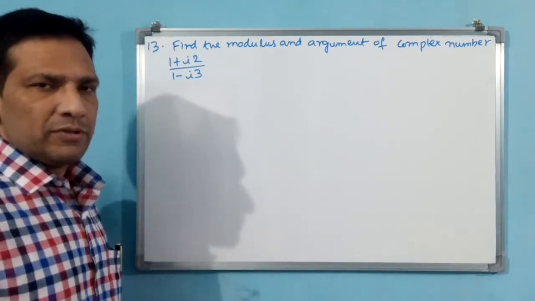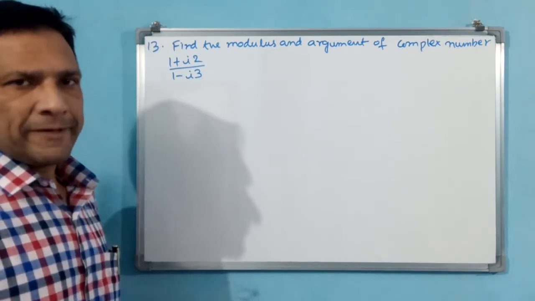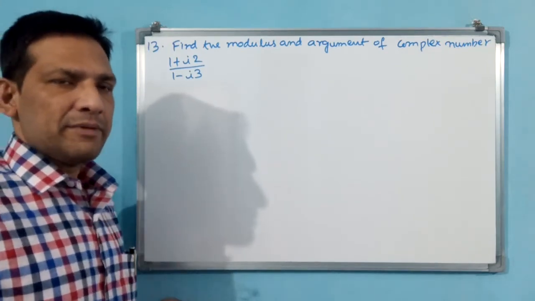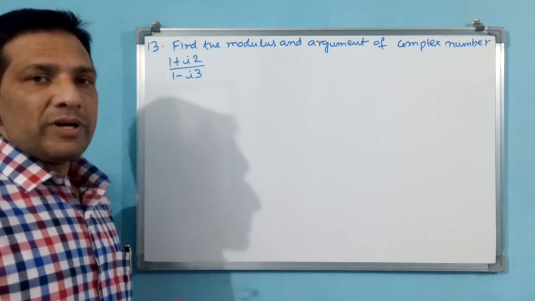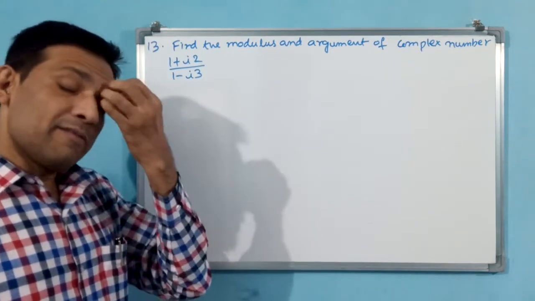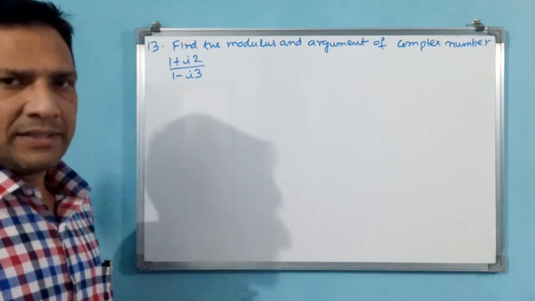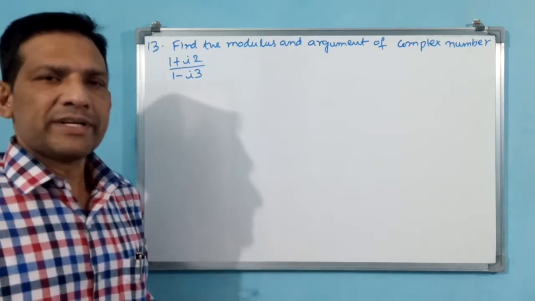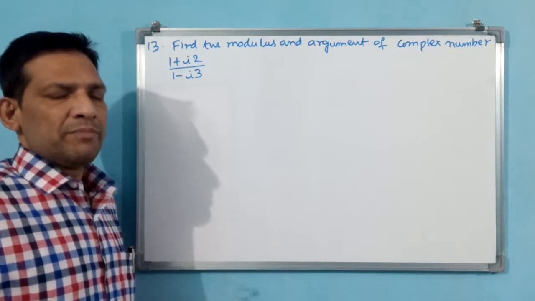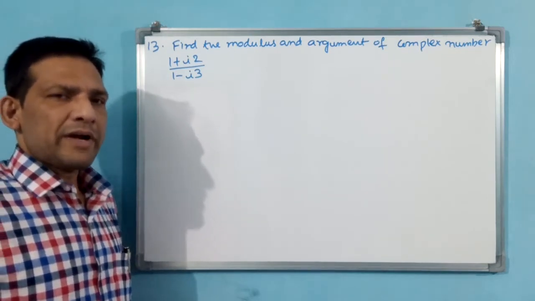Modulus we know, square root of a square plus b square, because z is a plus ib. And argument also we know we have to write in polar form. Then you have to compare r cos theta, r sin theta. Then we have to see which quadrant it lies in and what angle it will be based on the value. Then we can find theta also.